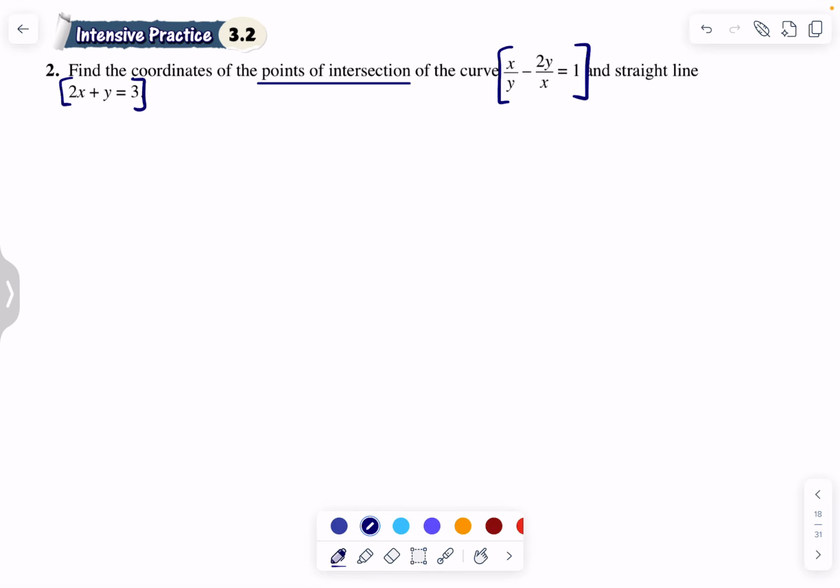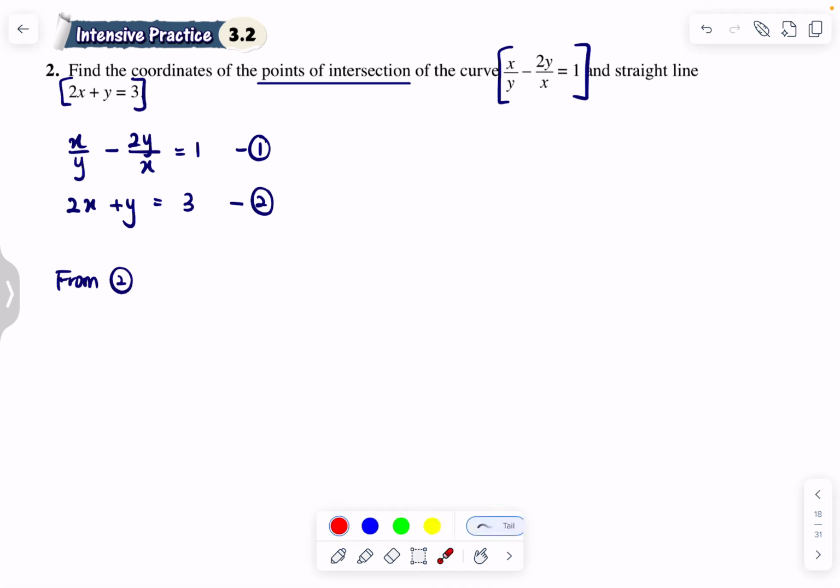Alright, so x over y minus 2y over x equals 1. This is our first equation. 2x plus y equals 3. This is our second equation. So from the second equation, we can try to make y the subject, because it is easy to make the subject. Y is just single here. So 2x we bring over that side, we'll get y equals 3 minus 2x. We can call this equation 2a.